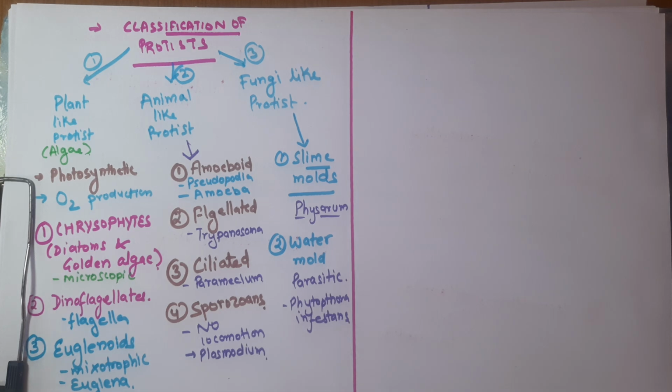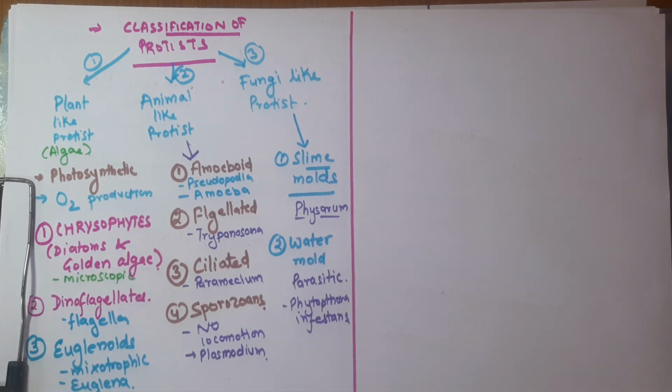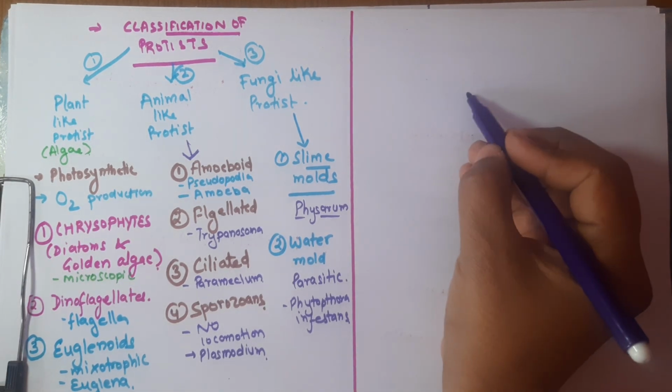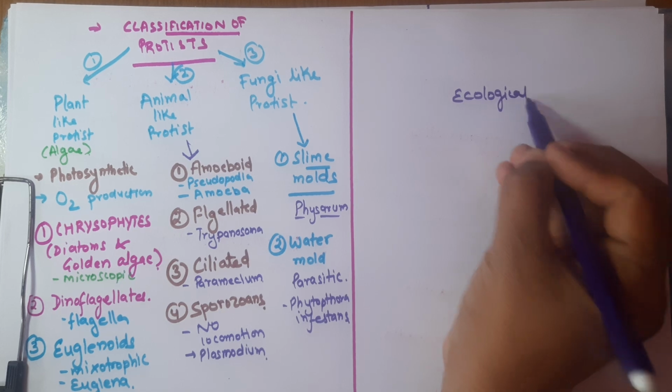Then there is Plasmodium. Plasmodium, I told you, is a sporozoan, an animal-like protozoa. Then there are diatoms. These are aquatic protists, and diatoms are plant-like protists. Okay, so let's quickly learn what the ecological importance of protists is.